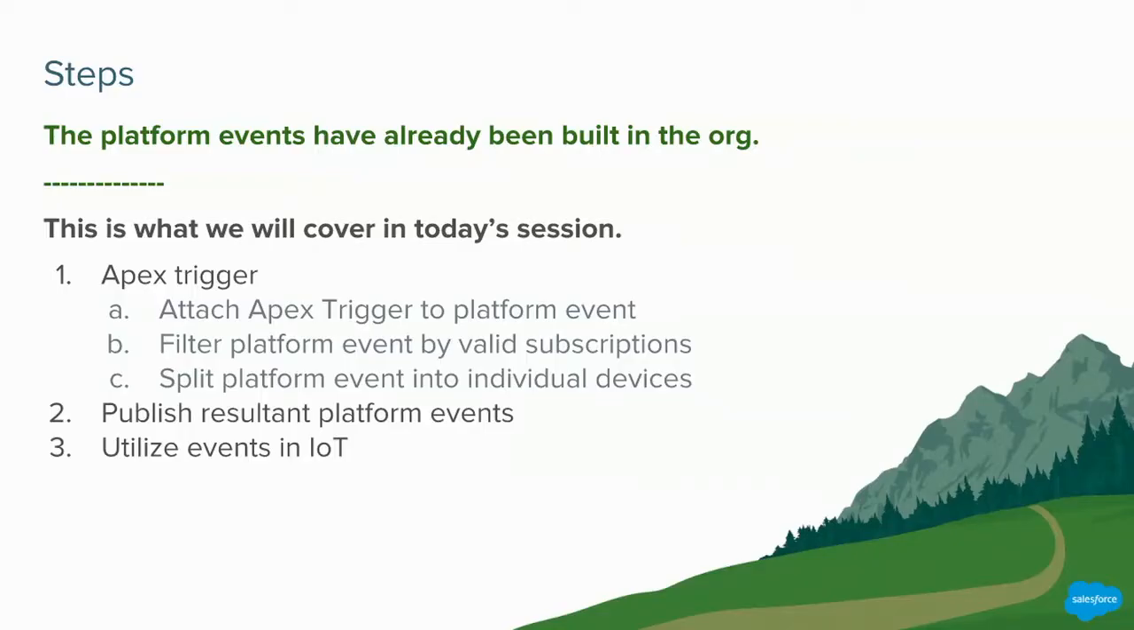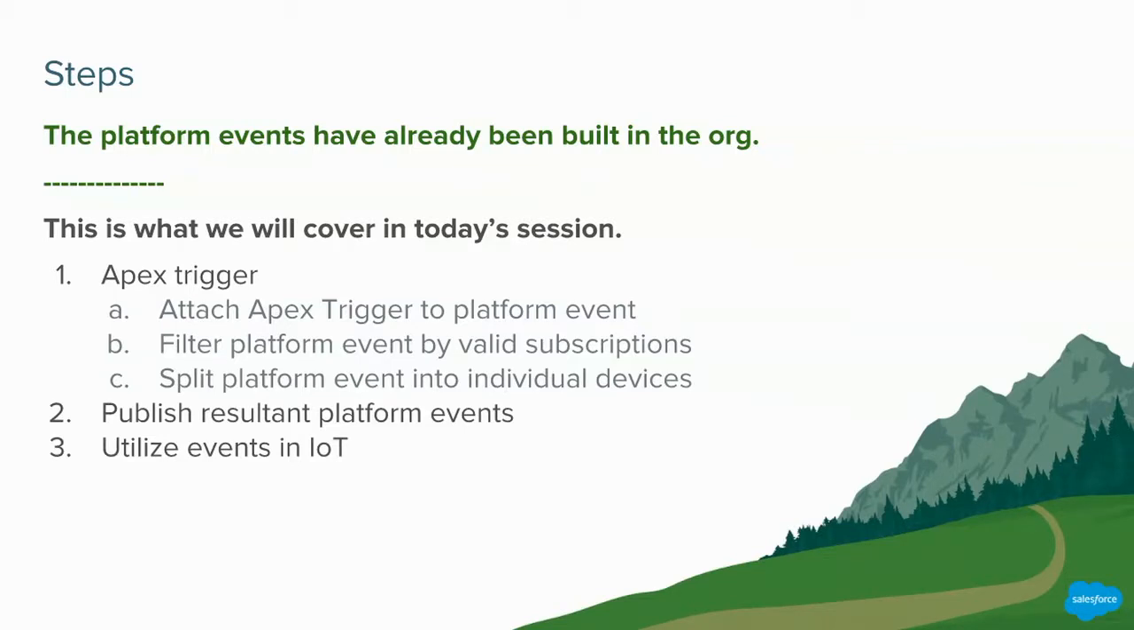And so the steps I'm going to be showing you today: the org that I'm going to be using already has platform events set up. So it has a platform event for the home gateway, and all the edge devices, which are going to be the home lock, the camera, and the fridge. What we're going to be doing in today's session is actually writing that Apex trigger.